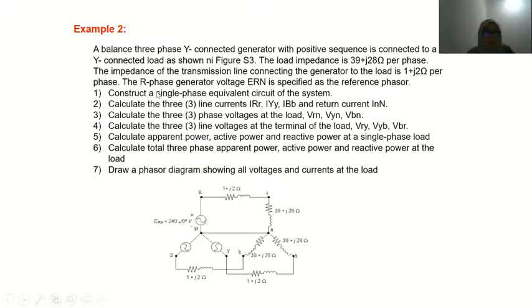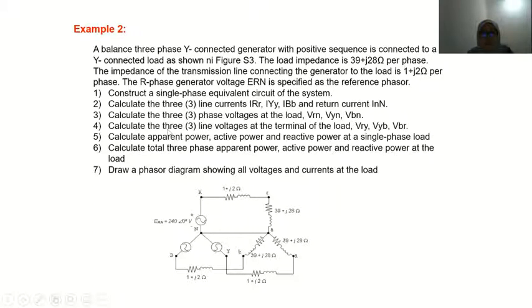The question asks you to construct a single phase equivalent circuit of the system to calculate the three-phase line currents IRR, IYY, IBB, and the return current INN. You also have to calculate the three-phase voltages at the load: VRN, VYN, and VBN.